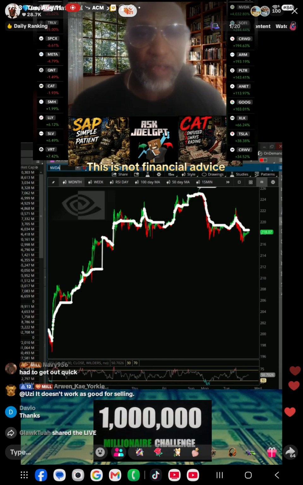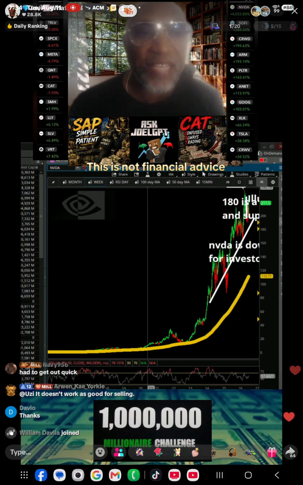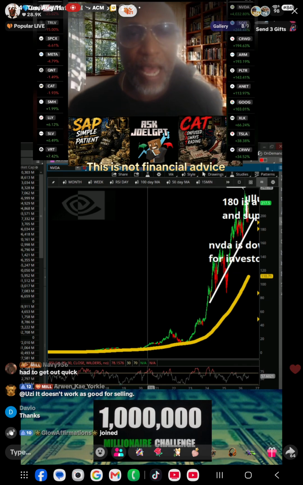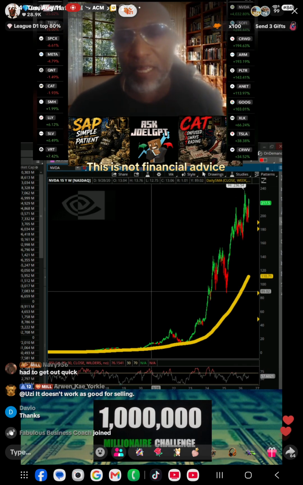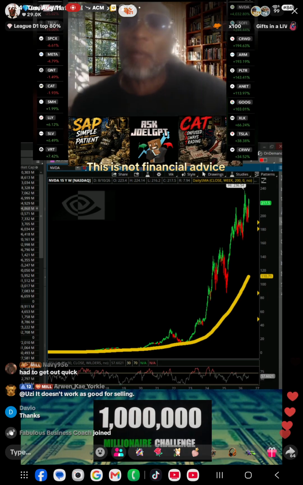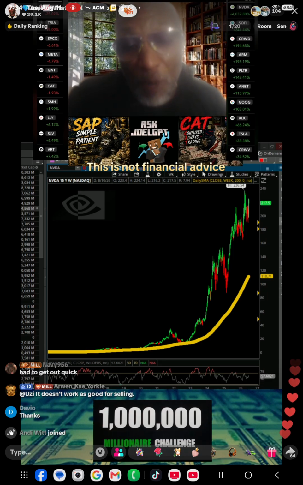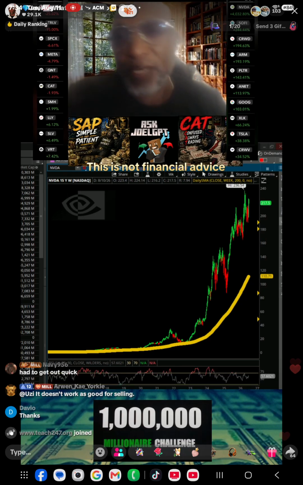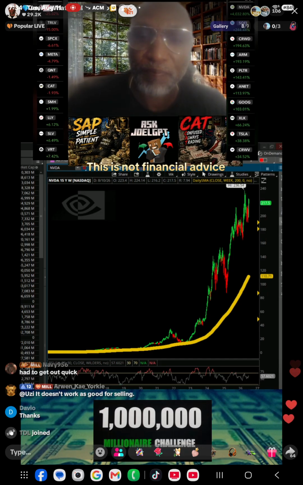If you were investing in Nvidia, the people in the comment section, what is that yellow line doing, and what is that yellow line? We're going to go from the top down. What is that yellow line? If you ever come to my lives, you're going to see this yellow line. What is that big old yellow line that you see?